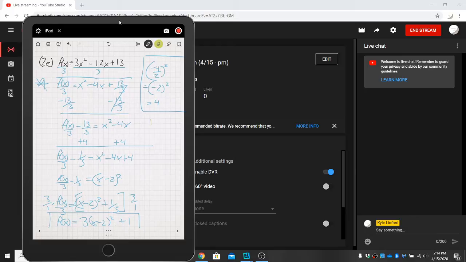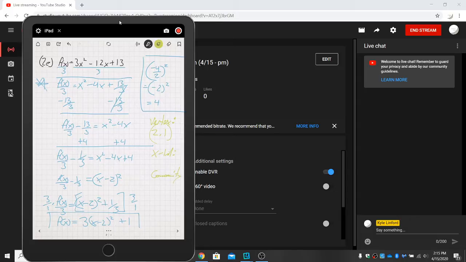So let's remind ourselves of a couple key components here. We need to know the vertex. Well, the vertex here is going to be positive 2 and positive 1. Remember, we take the opposite of this value. That was a negative 2, so we have a positive 2, and then we have a positive 1. And we also need to find the x-intercepts, and we need to tell the concavity.